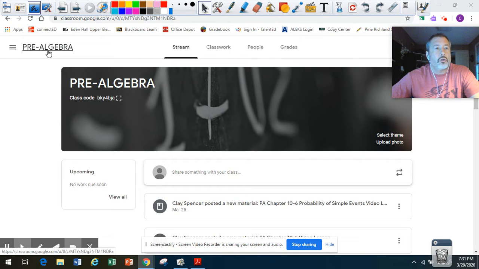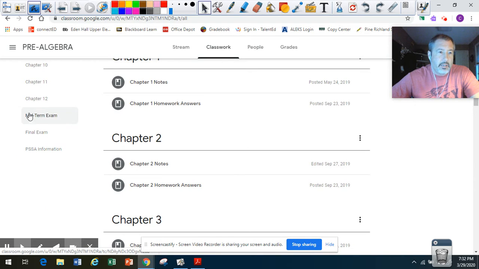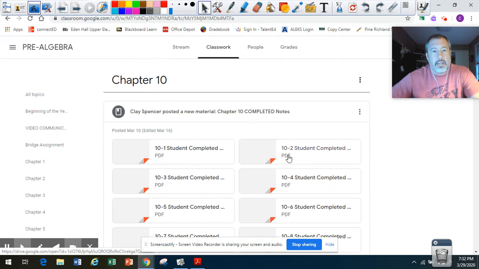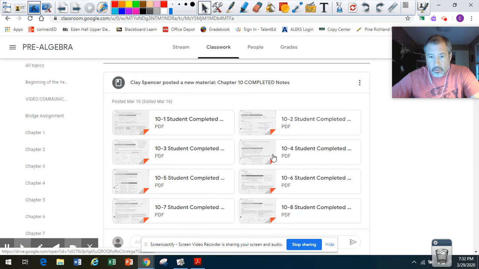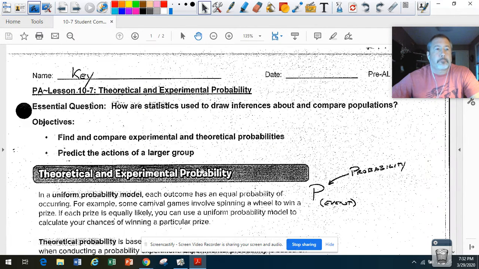Go up into your Google Classroom, click on your classwork. We're going all the way down here to 10. Click on Chapter 10, and down here, you will see Chapter 10, Lesson 7, the student completed notes, and that is the notes that we're going to be going over today. So let's take a look and let's see what we have here. So, Chapter 10, Lesson 7, theoretical and experimental probability.